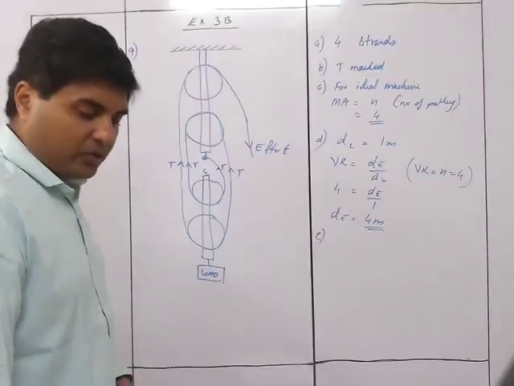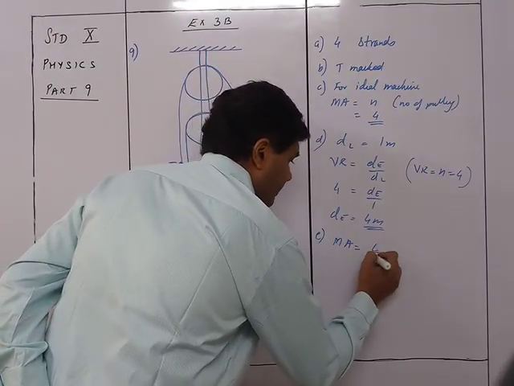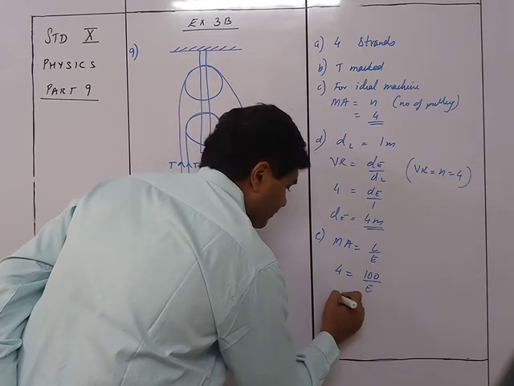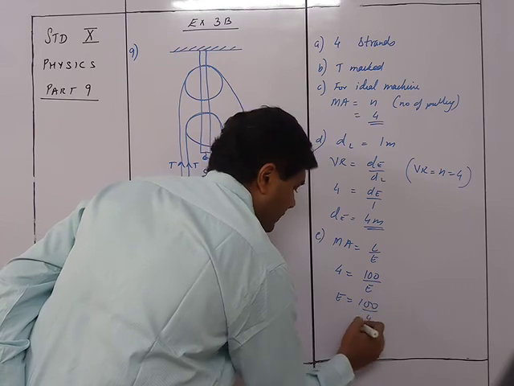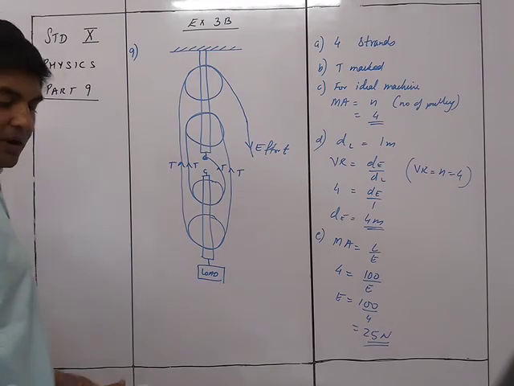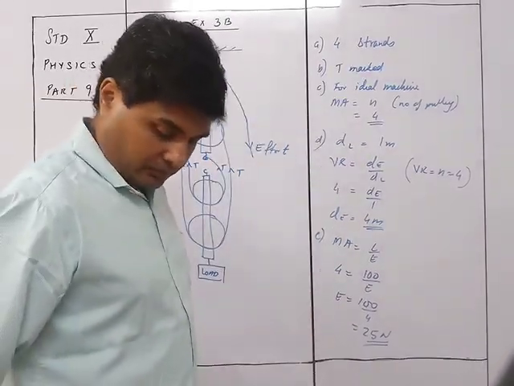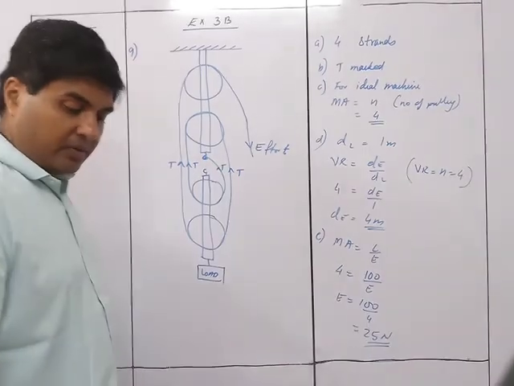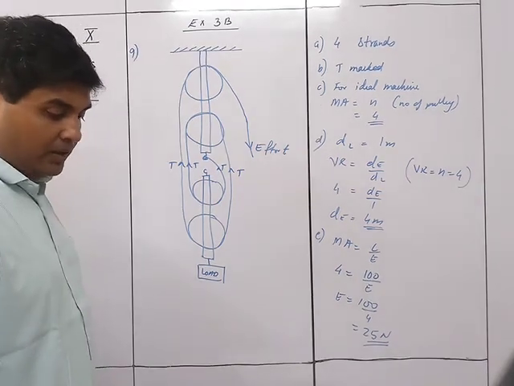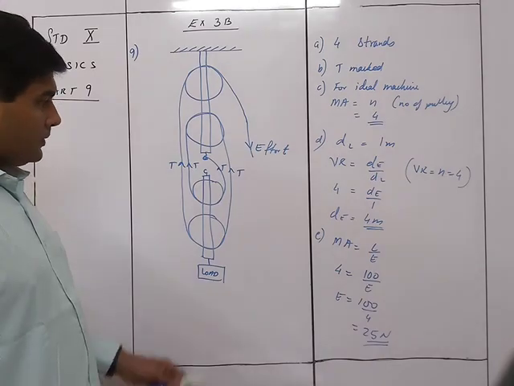How much effort is needed to lift the load of 100 Newton? We have MA is equal to load upon effort. So 4 is equal to load, which is 100 Newton, upon effort. So effort is equal to 100 upon 4 is equal to 25 Newton. So we see that the effort required for a load of 100 Newton is 25 Newton. Are we clear with this? So with this, we are done with question number 9. The different questions which were asked were written in this form.